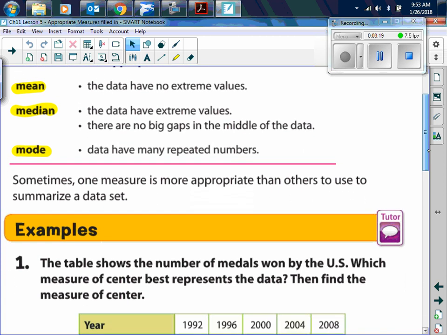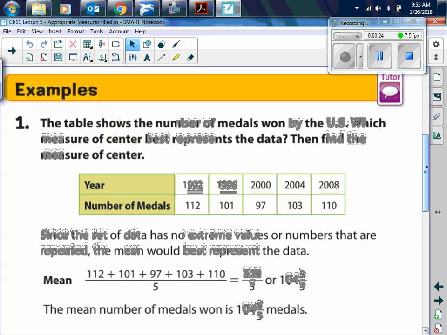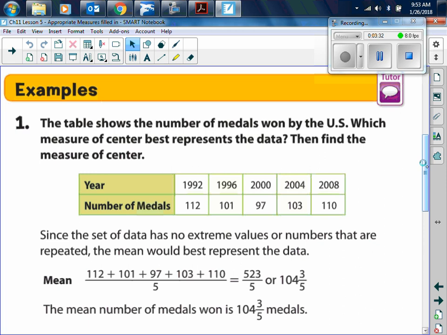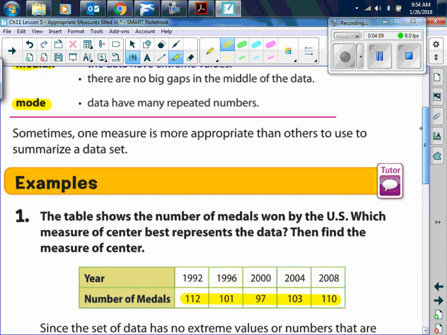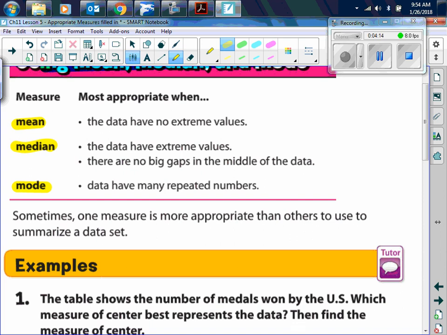So for the first example, the table shows the number of medals won by the U.S. Which measure of center best represents the data? Then we want to find that measure of center. Looking at each one of this data, and we're looking at the number of medals. Do we have any extremes? No extremes. Do I have any repeats? No. Do I have any big gaps in the data? No. So, because we don't have any extreme values, any big gaps, or any repeated numbers, the best measure would be the mean. Is everybody clear with that?